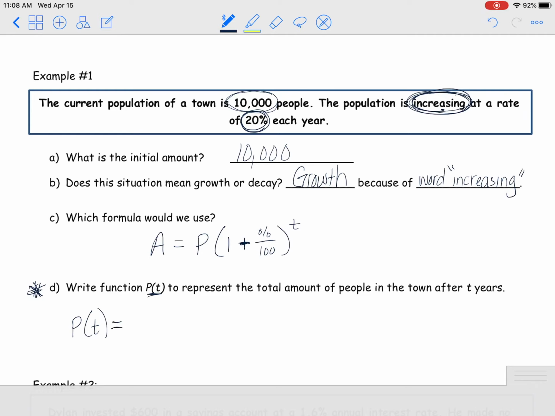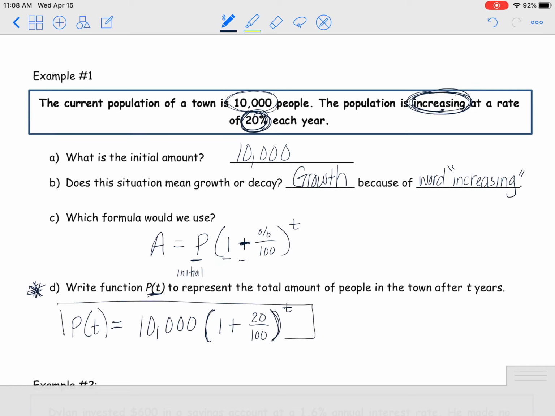Well, right here they're telling me what I'm going to name my function. So P of T equals, now according to my formula, P goes first. So P is your initial amount, which happened to be 10,000, parentheses, 1 plus. So I'm just kind of copying what I have here. Now the next part is percent over 100. So my percent, they told us up here, was 20 over 100. Don't put the percent sign. I'm going to close it off, and I'm going to raise it to the T.